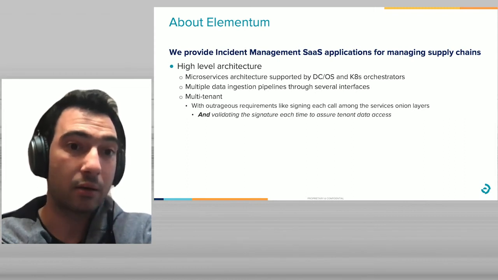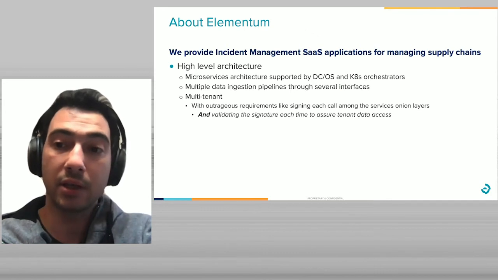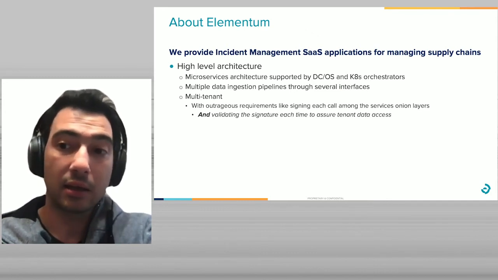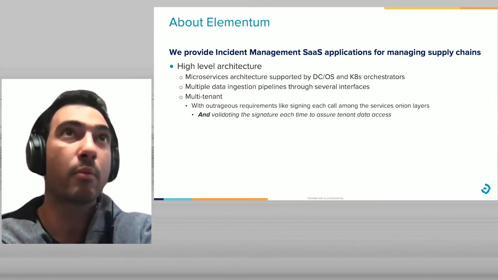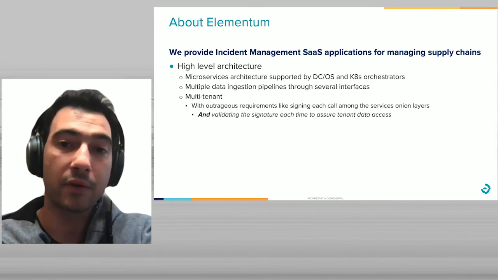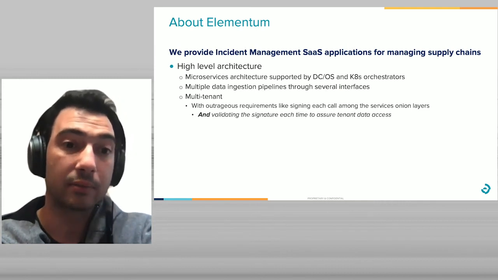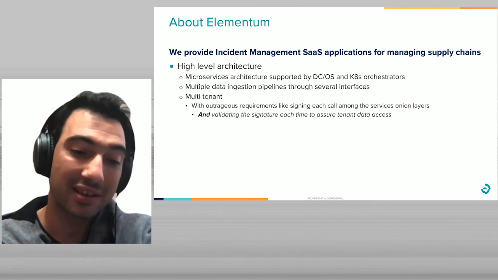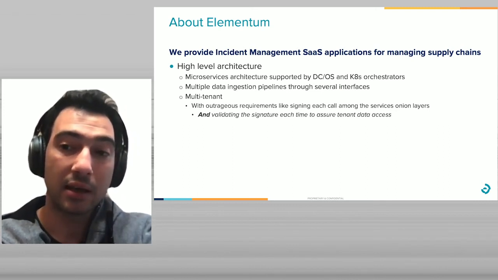Besides that, we have multiple pipelines for ingesting customer data. That is shipping information, locations, points on maps, all sort of information to display on our application. And our application is multi-tenant. Basically, we have all our customers or enterprises residing on the same application as different tenants.